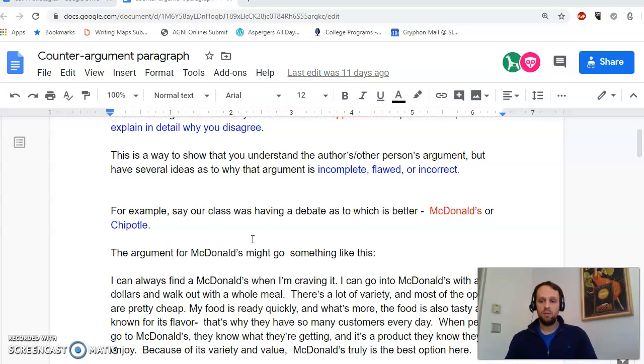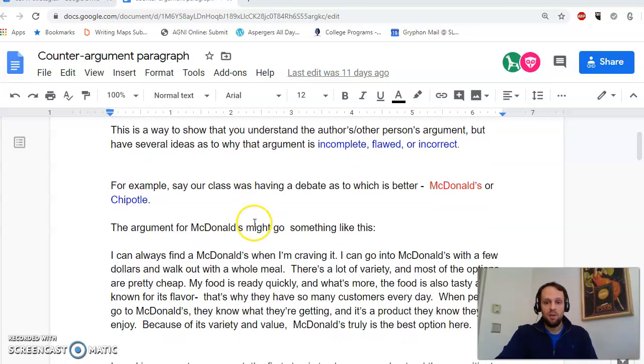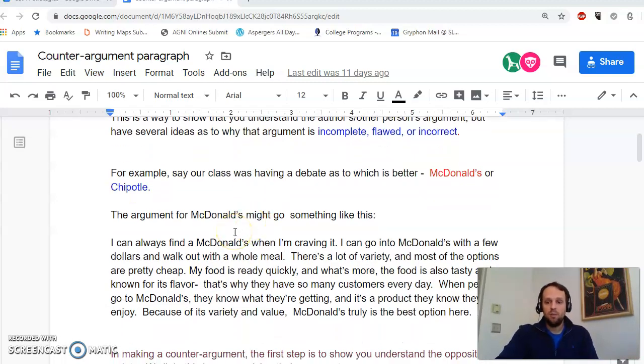So, as we know, in a CAT-W or in general, to show that you understand something, to show that you understand the opposite argument, you're going to summarize it briefly. And then you're going to explain why it's wrong, in your view. So, those are really the two big steps in this strategy. And to illustrate that, I'll walk you through an example. Let's say we're having an informal class discussion or a class debate on what's better, McDonald's or Chipotle.